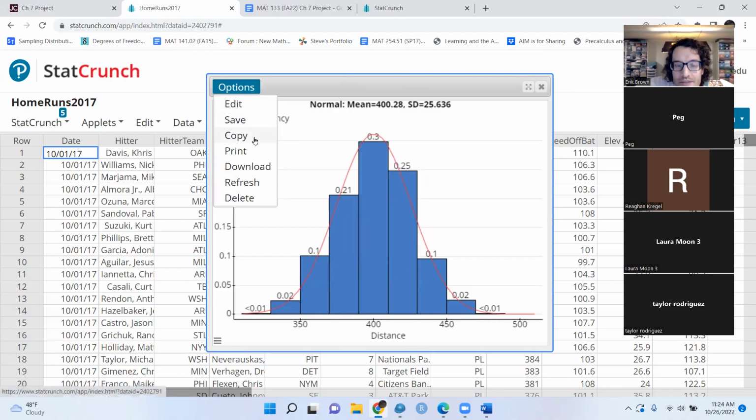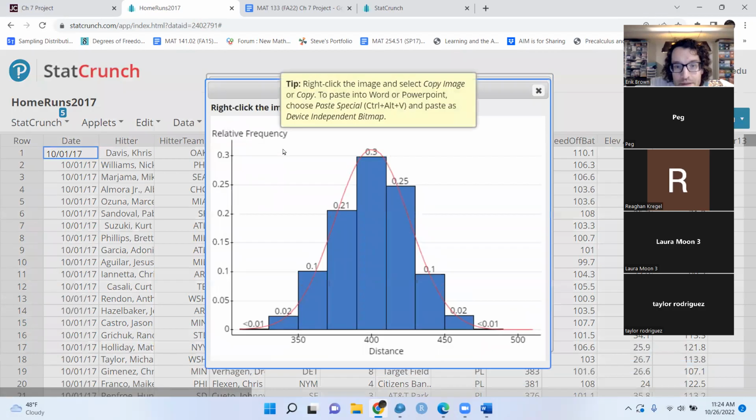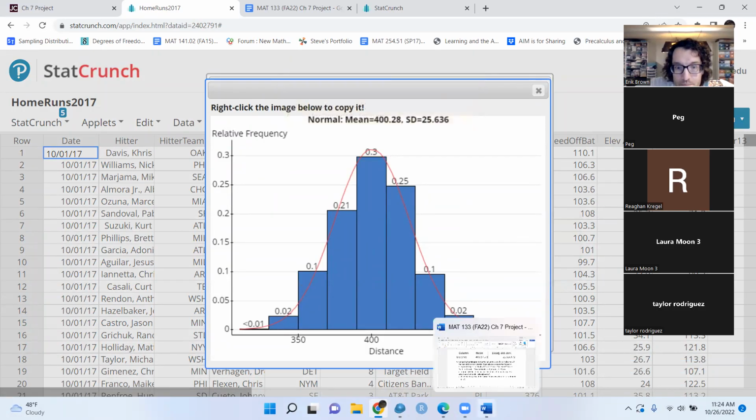So let's copy it. Same way we did it before. Go to options, copy, right click, copy image, smash that into your Word document.